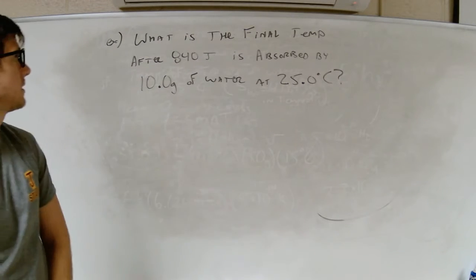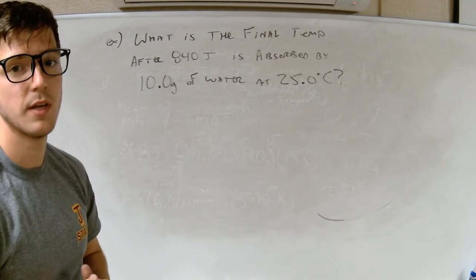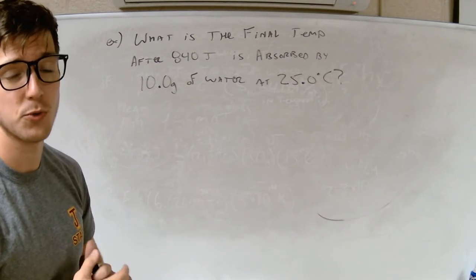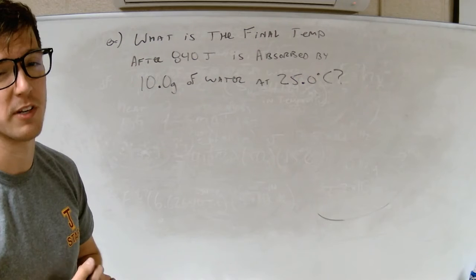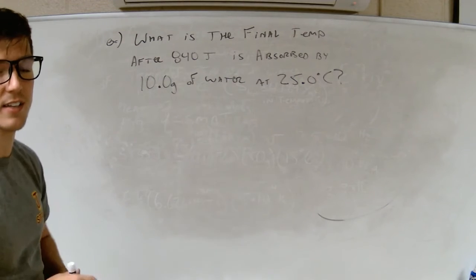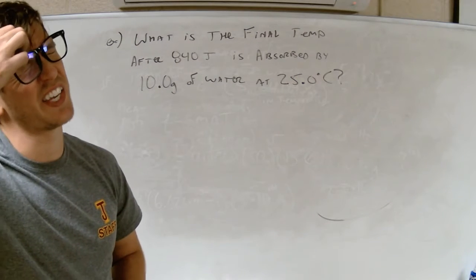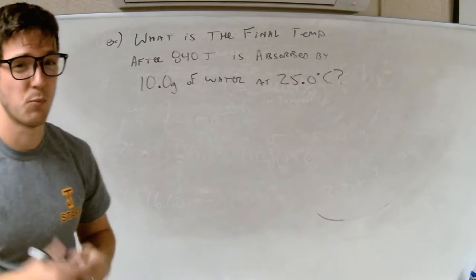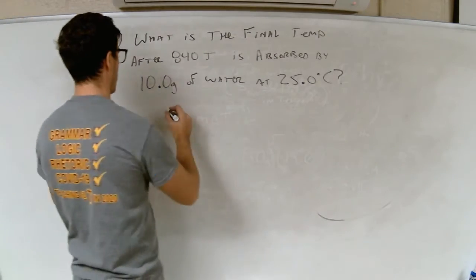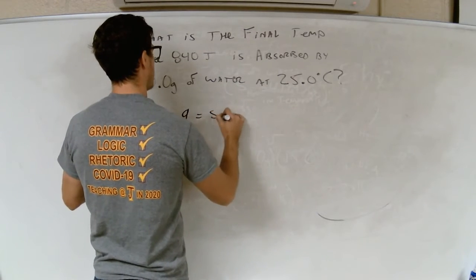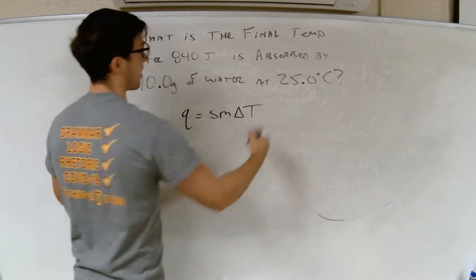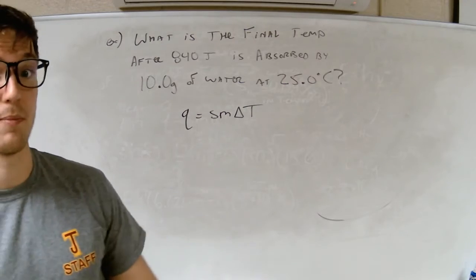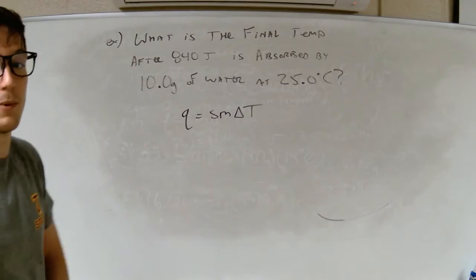So here, it wants a final temp after we put 840 joules into 10 grams of water at 25 degrees Celsius. Okay, here you're thinking, oh man, I see joules, I see mass, and I see temperature. And water, I know the specific heat of that, so let's go ahead and think Q = SMΔT, right? If I wasn't talking about this just a couple seconds ago, you might be confused on what equation to use, but here we're going to use Q = SMΔT.